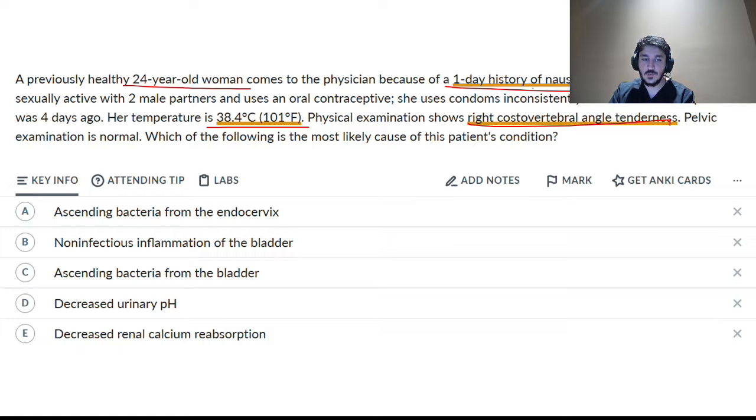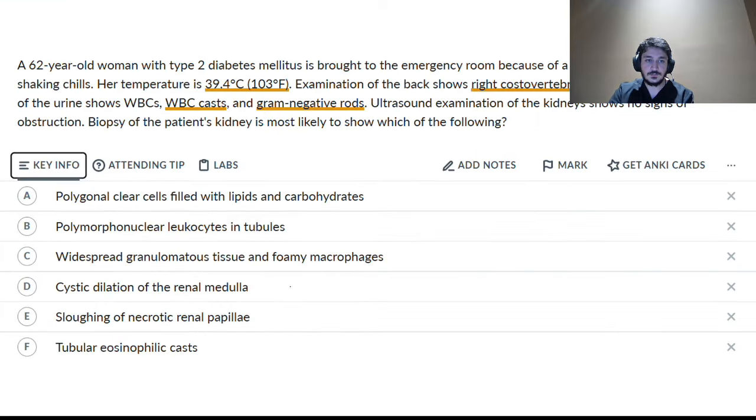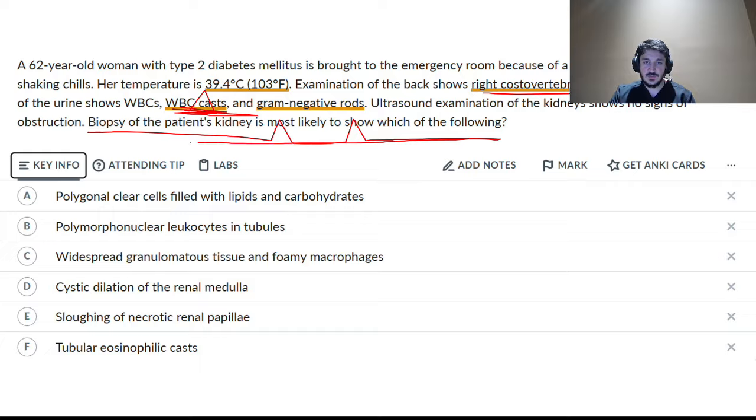So we know that this patient has pyelonephritis. Okay, and how does pyelonephritis most commonly happen? An ascending infection from the bladder. Okay, so this question is talking about a woman with costovertebral angle tenderness, WBC casts. Remember, WBC casts are the most important thing to remember. So a biopsy of the kidney will show what?